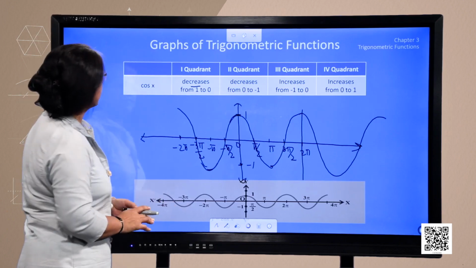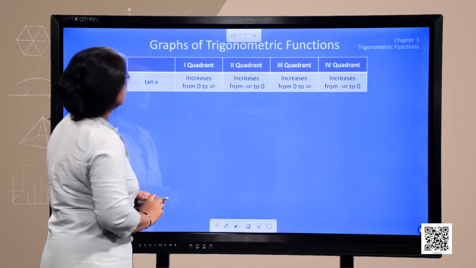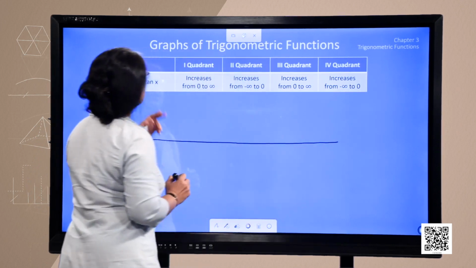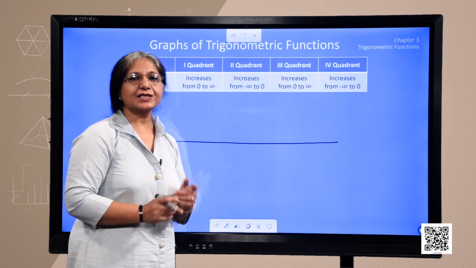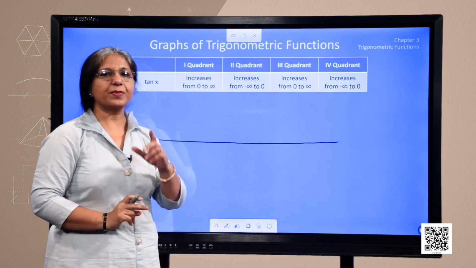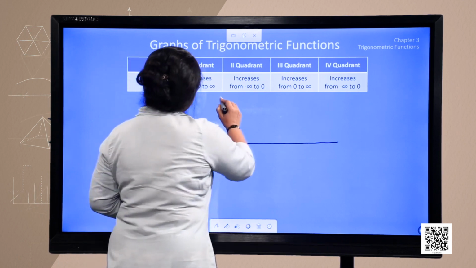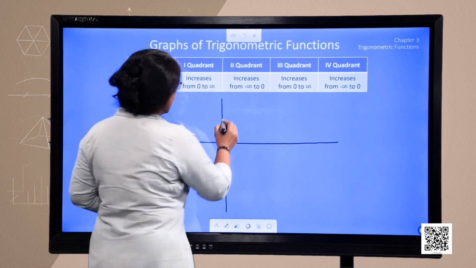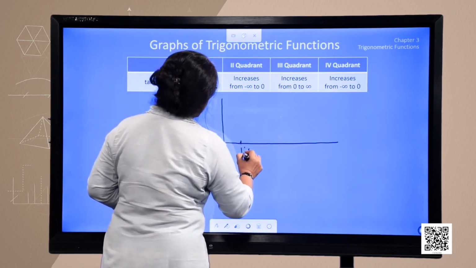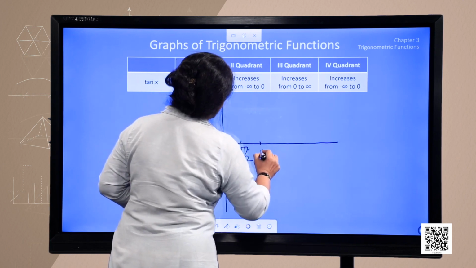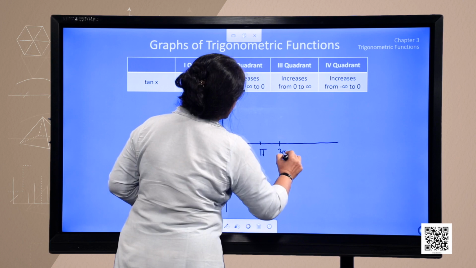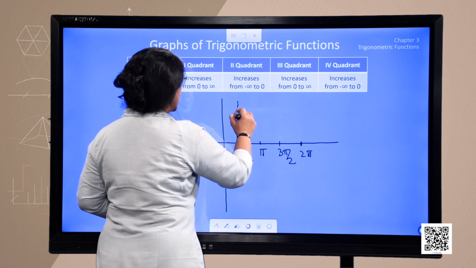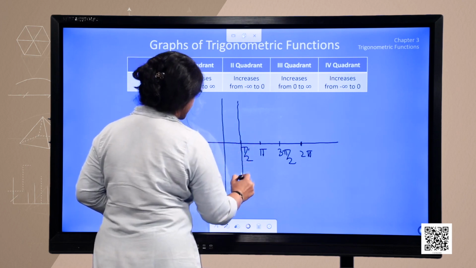Now, we shall move to the graph of tangent. For tangent, see here. We know that in the domain of tan x, tangent is not defined at odd multiples of pi by 2. So, for that we need to first demarcate those points where tangent is not defined. Tangent is not defined at pi by 2 and 3 pi by 2. We will first mark these points, which means the graph will not touch these points.